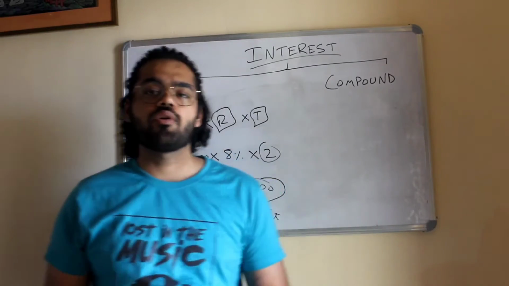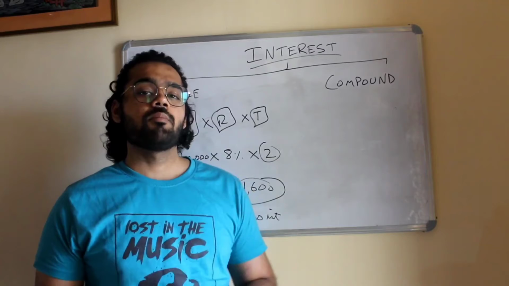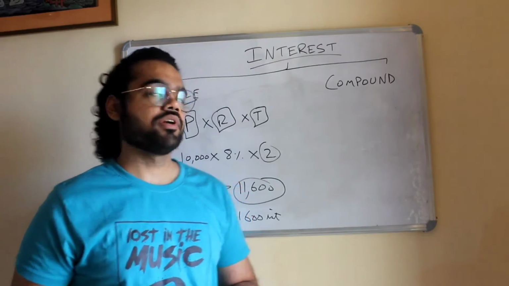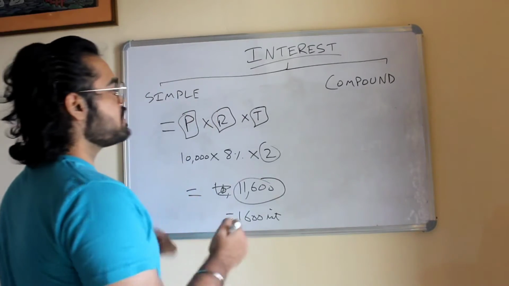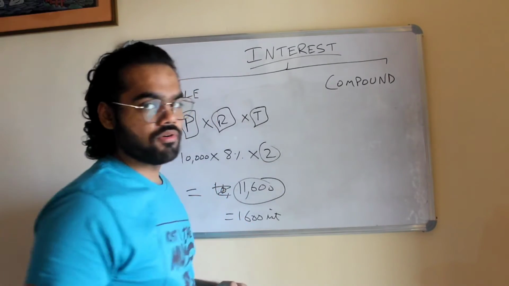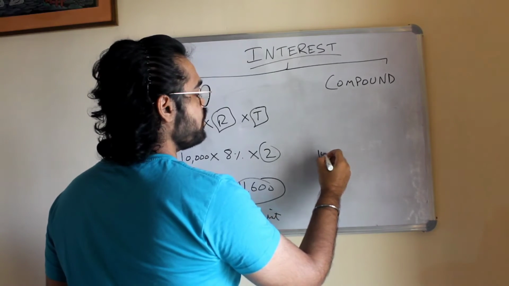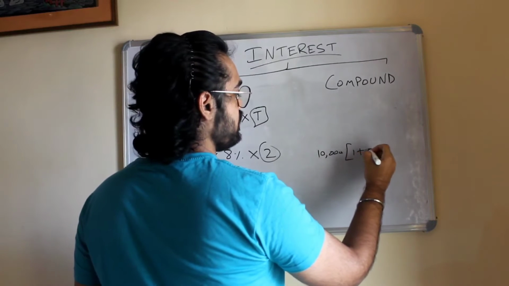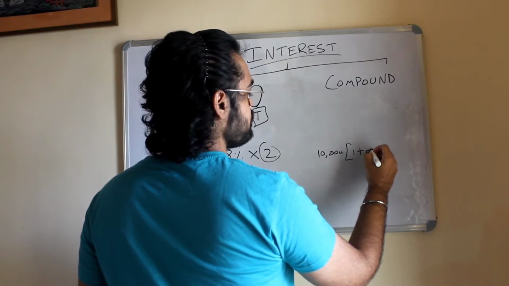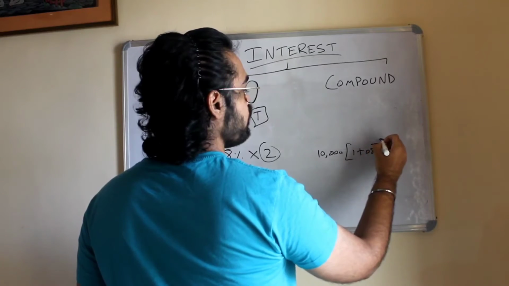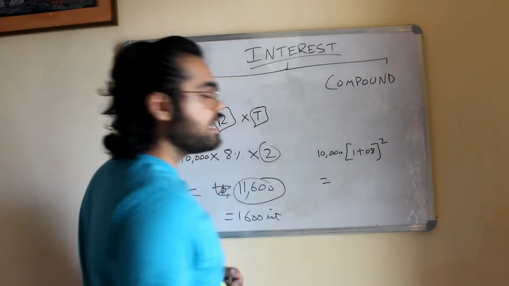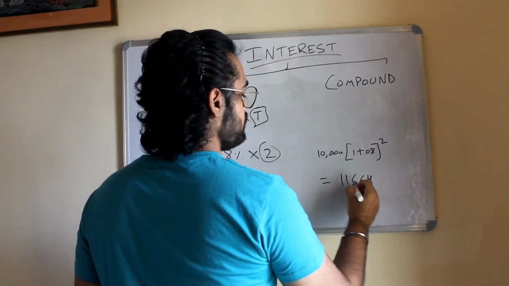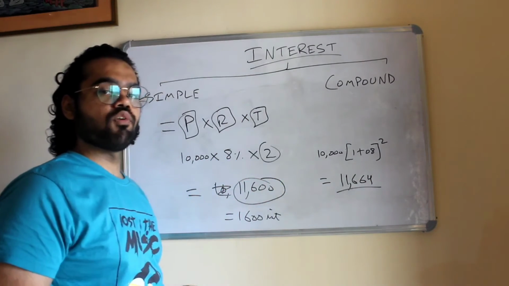Now come to compound interest. What is compound interest? Under compound interest, even your interest earns interest in the subsequent period. What do I mean by that? Let's take the same example, but under compound interest. Let's say that you invest 10,000 at the rate of 8% for 2 years. So at the end of the second year, we will have 11,664 rupees returned to you.